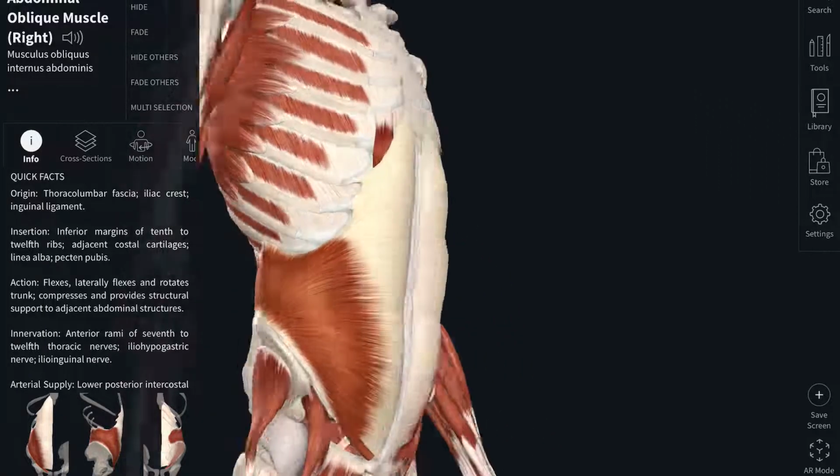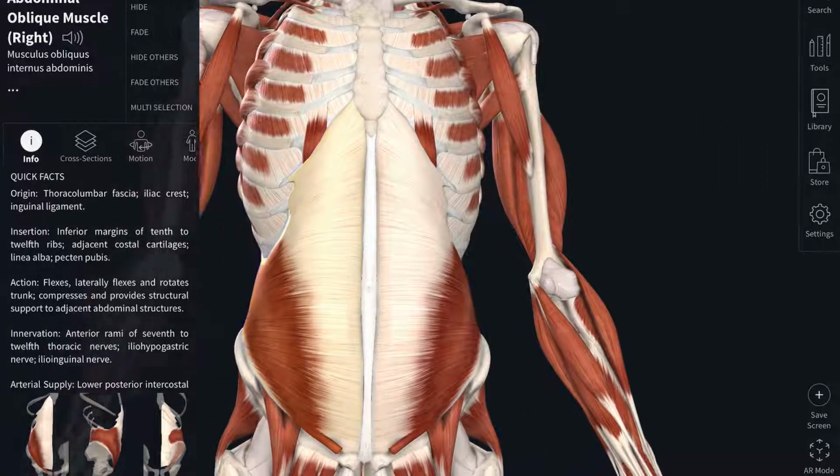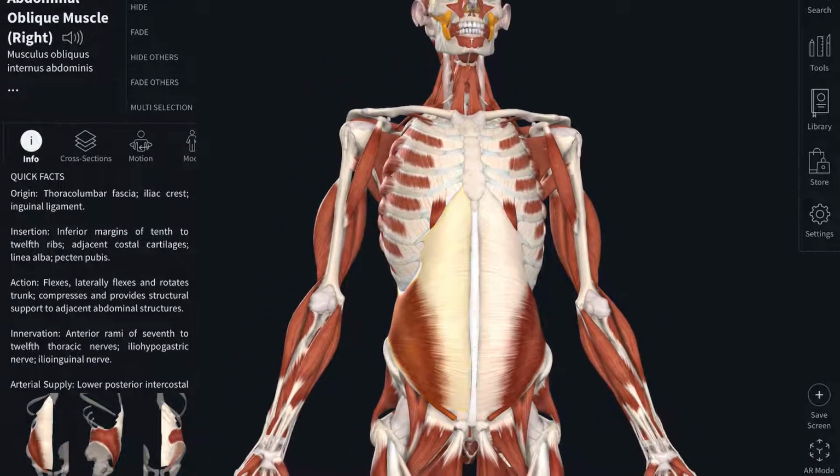The internal obliques can be seen as extensions of the internal intercostals, muscles of the internal side of the ribs, which, when contracted, aid in the act of exhalation. When we contract the internal obliques bilaterally, we find flexion of the lower spine, and contraction unilaterally will produce lateral flexion or rotation to the same side.